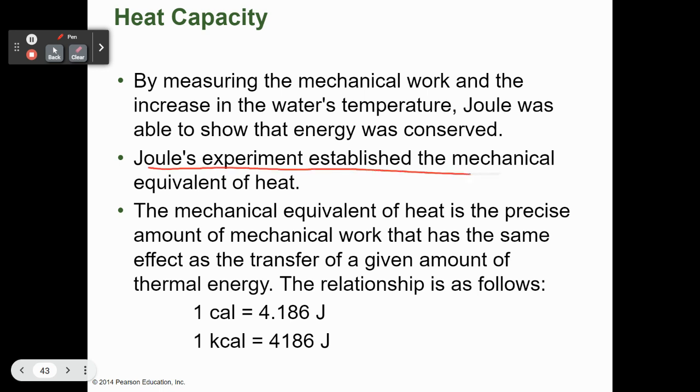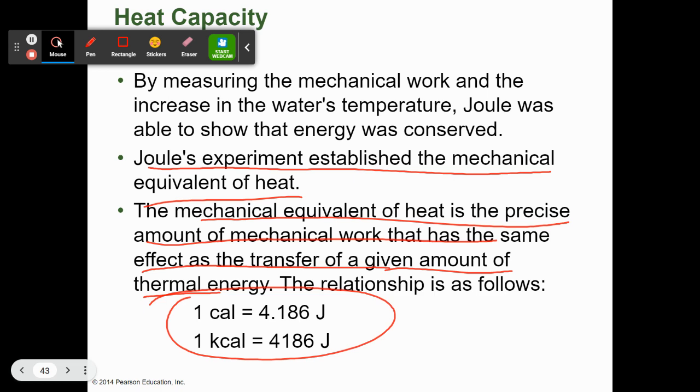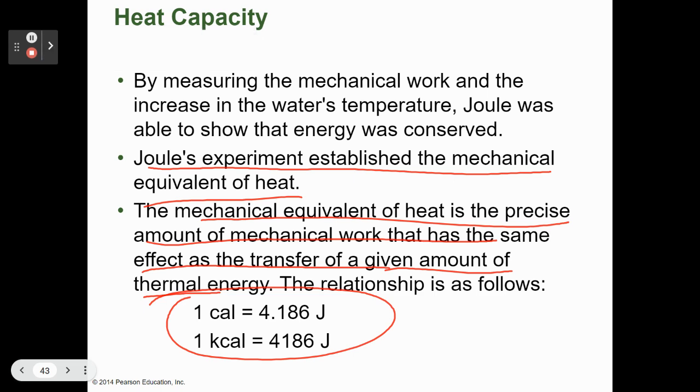It established what was called the mechanical equivalent of heat. The mechanical equivalent of heat is the precise amount of mechanical work that has the same effect as the transfer of a given amount of thermal energy. And that translates to 1 calorie is equal to 4.186 joules of energy, or 1 kilocalorie is 4,186 joules of energy. And that is basically the amount of work that could be done by transferring that amount of energy, heat or thermal energy.